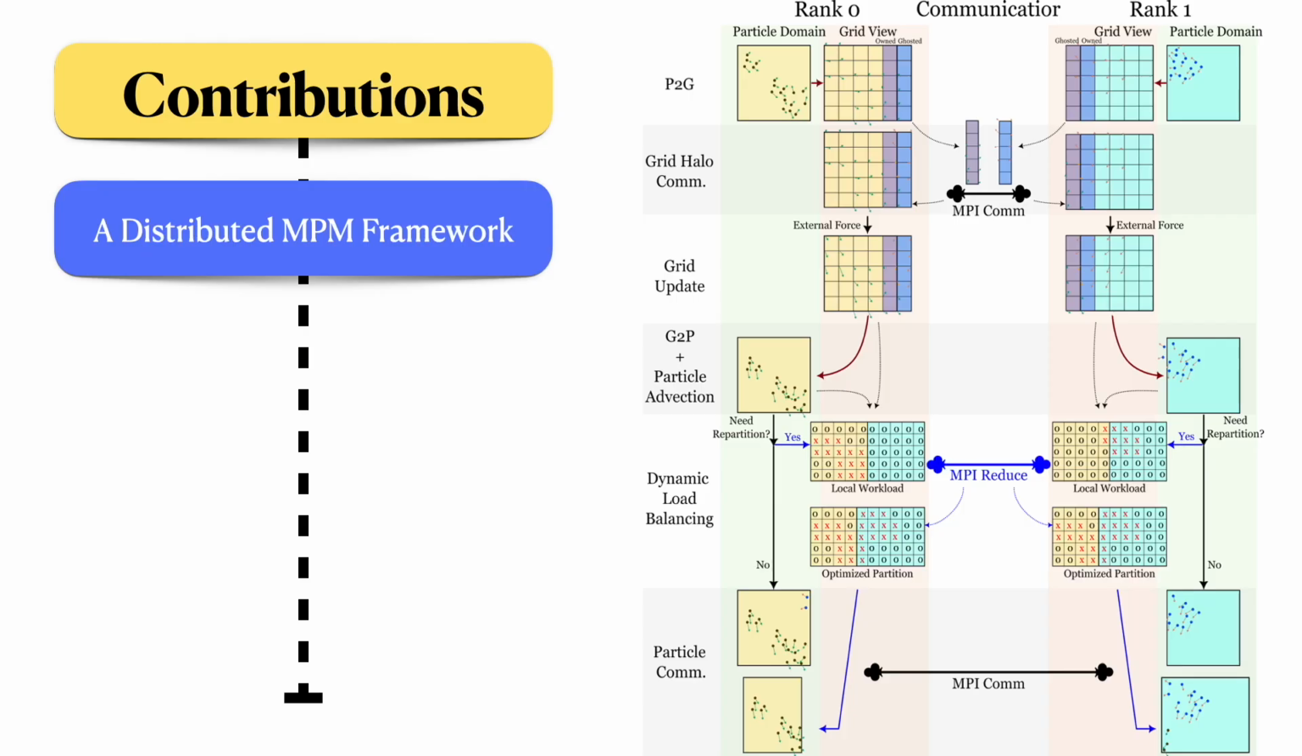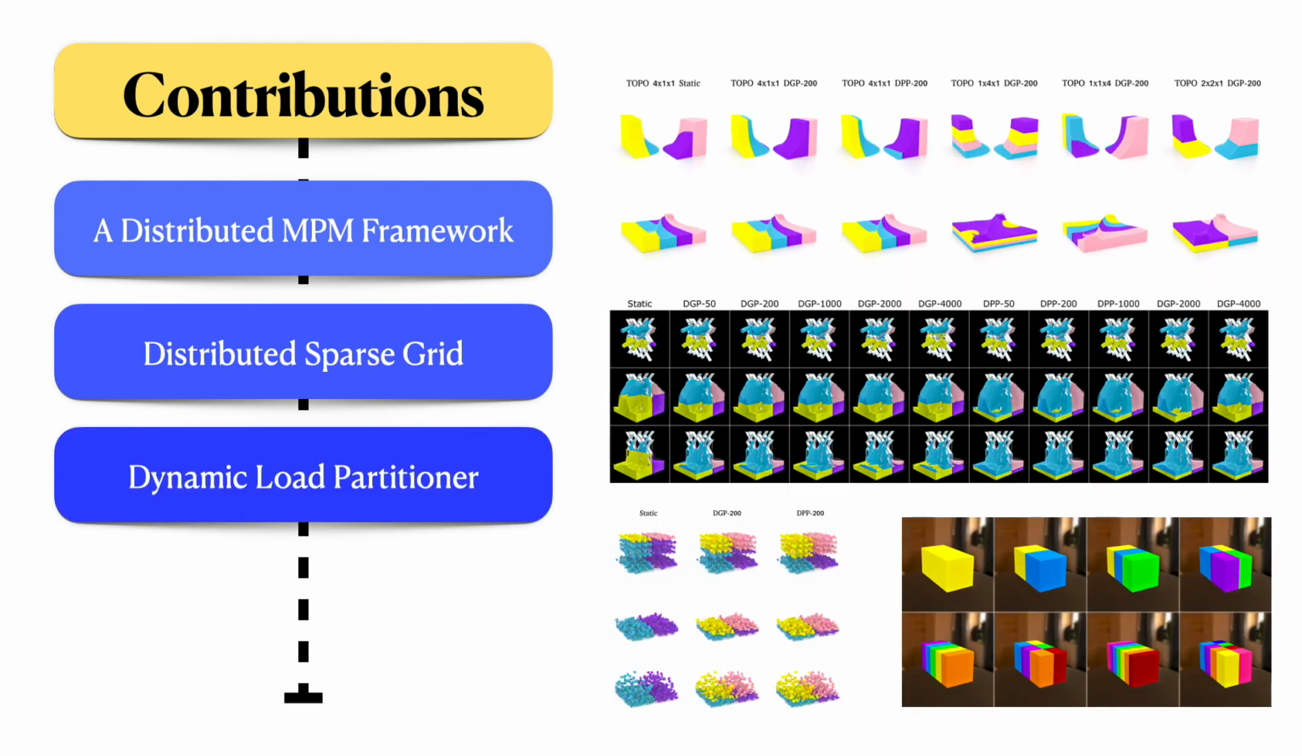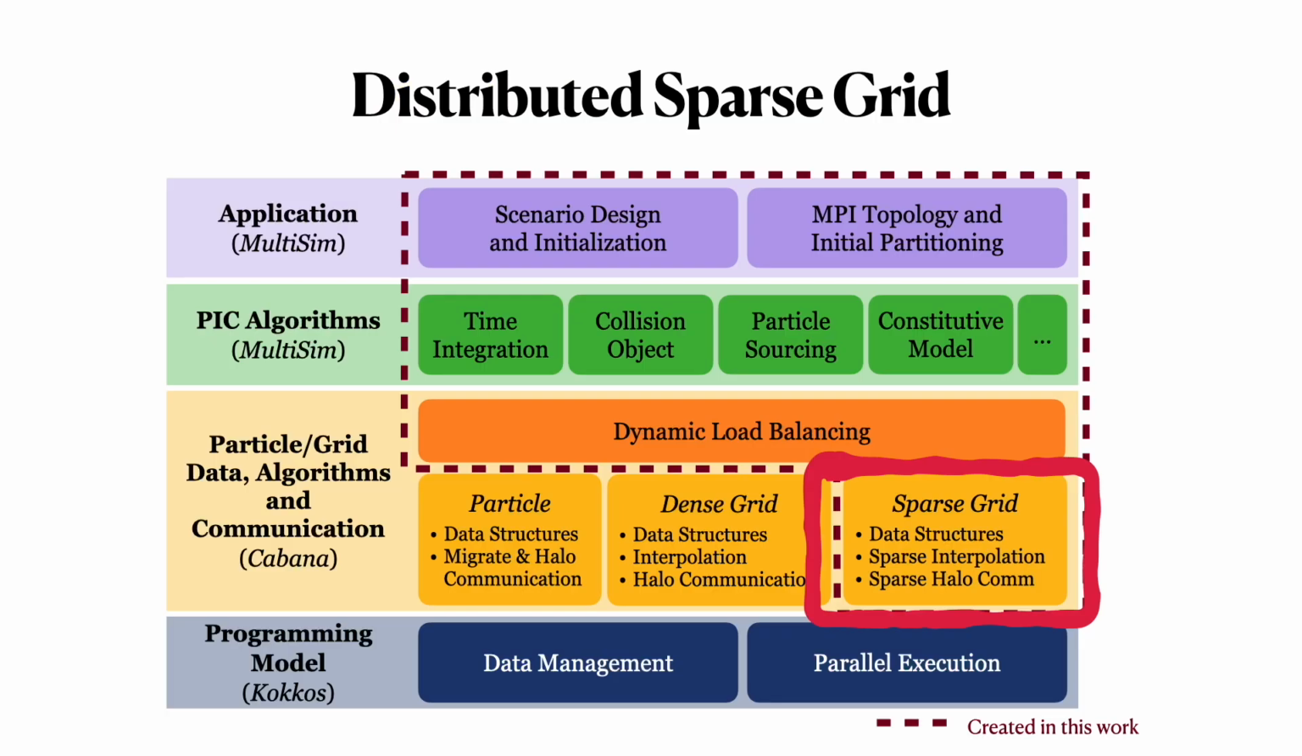To summarize, we design a performant, versatile, and massively parallel MPM scheme. A novel distributed sparse grid data structure with highly efficient allocation, access, and communication. A custom dynamic load balancing partitioner based on particle and grid workloads. And extensive evaluations and demonstrations ranging from scalability tests, partitioner-related comparisons, to large-scale examples. Now let's get into some technical details.